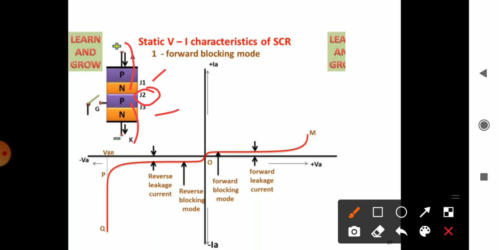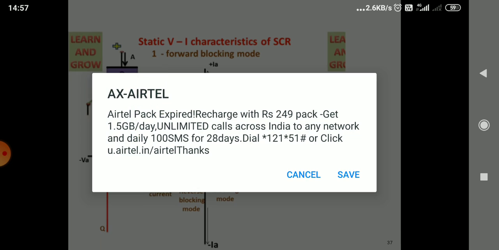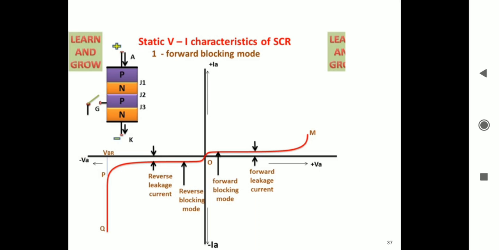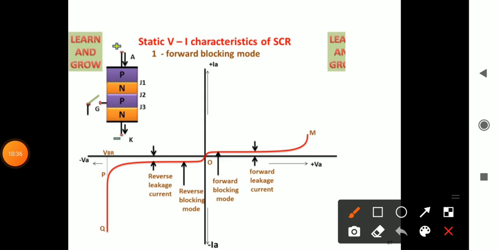When J1 and J3 are forward biased and J2 is reverse biased, a small amount of leakage current will flow through the SCR, as represented over here. As this is a forward bias, the current will increase positively. A small amount of positive current flows in the SCR. That is the forward leakage current.